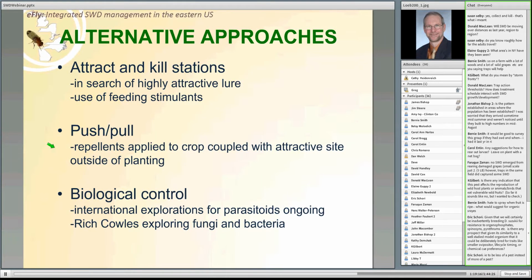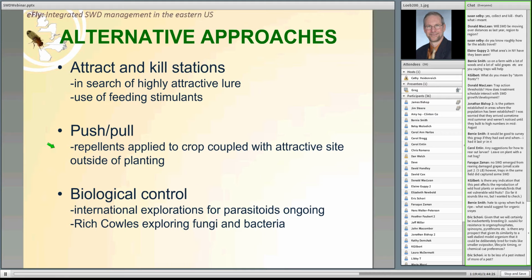Richard's done some work, for example, with kaolin clay and some other materials, and kaolin clay seems to be quite a repellent, and for some crops such as grapes, we may be able to use that as a push and then have something, whether it's a vinegar or one of these other attractants, on the outside of a vineyard, as a place to get the flies to congregate and perhaps to kill them and keep them out of the vineyards.